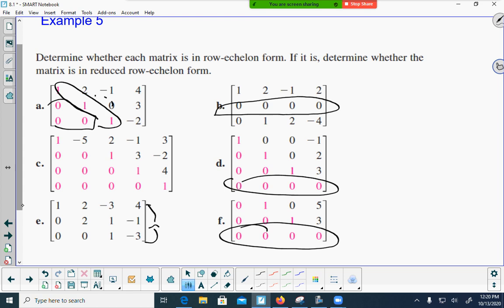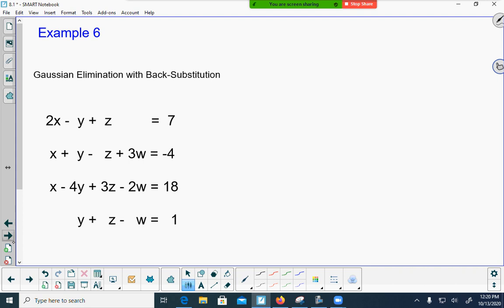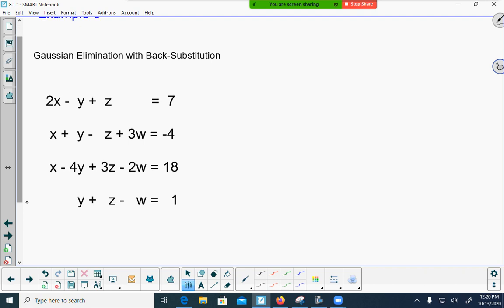Good? Okay. If I gave you one that was a little bit longer, could we do it? Well, before we do that, yeah, let's do it. Let's do it.